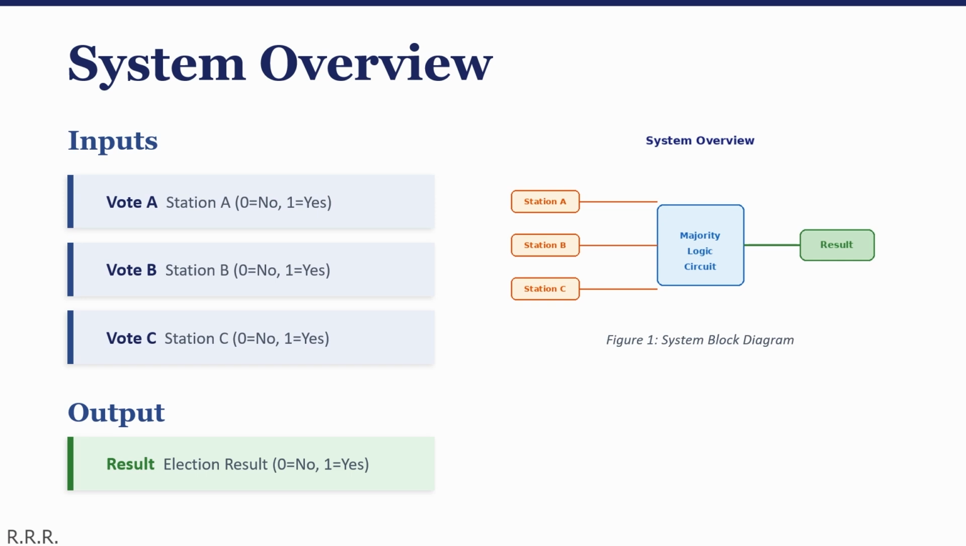On the right side of the slide, you can see a system block diagram. It shows the 3 voting stations feeding their signals into a logic circuit, which processes them and produces the final result. This gives us a high-level picture of what we need to build.